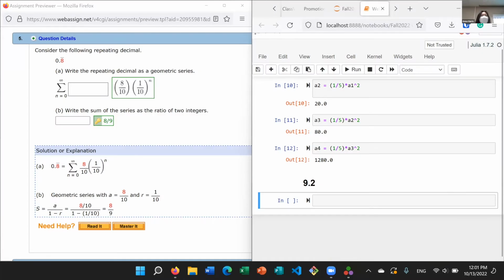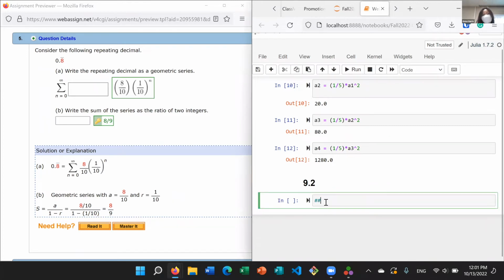All right, so Kobe asked me about number 5, Weber sign 9.2. So let's look at this. Consider the following repeating decimals. It says repeating decimals. Okay, Kobe? So look at the number 5.